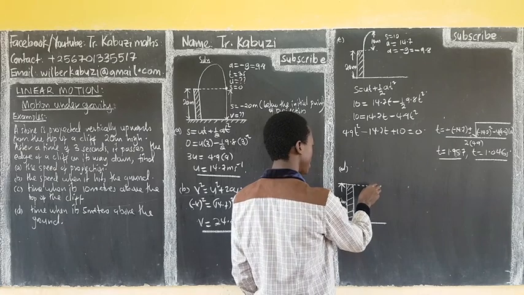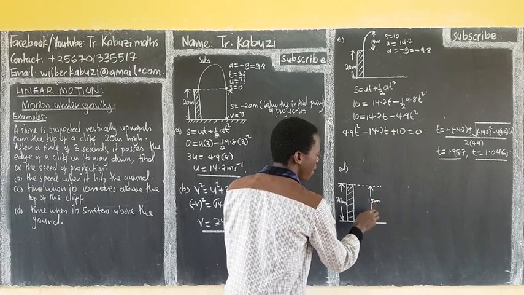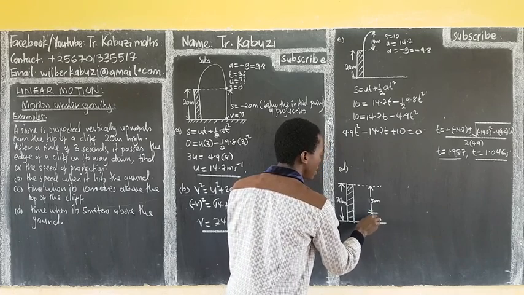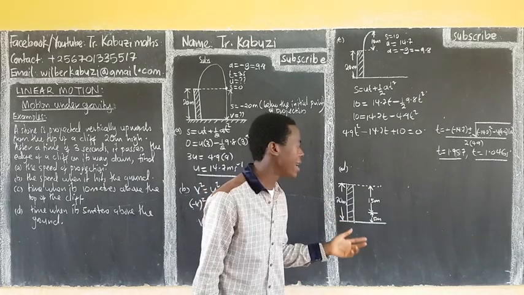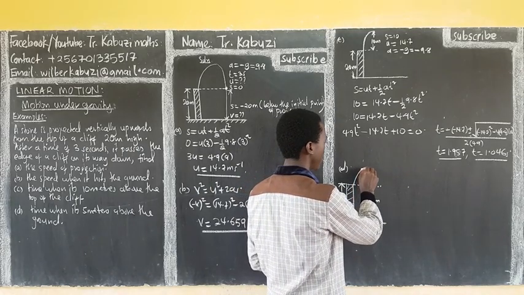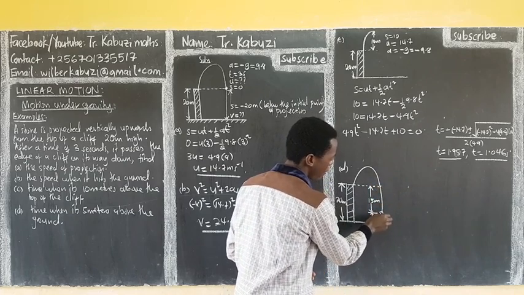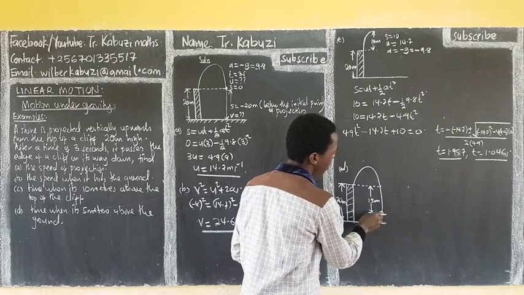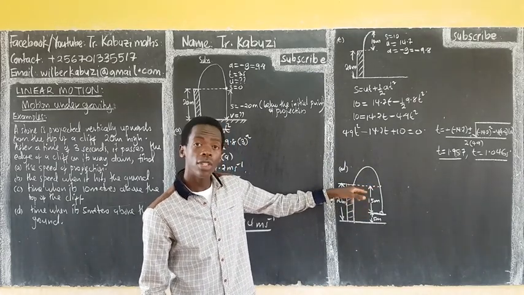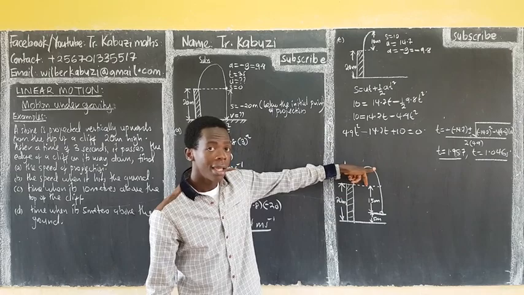So 5 meters above the ground, from here up to here is 15. In simple terms, they are asking us to find the time when this stone had covered 15 meters, because for it to be 5 meters above the ground, it has just gone 15 below the initial, the projection point.